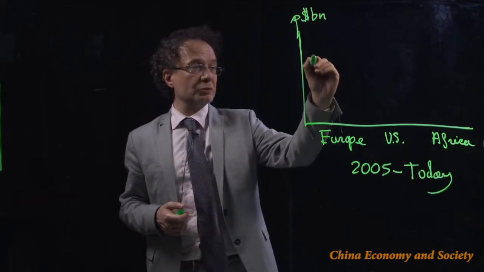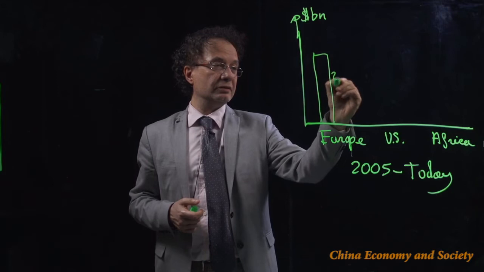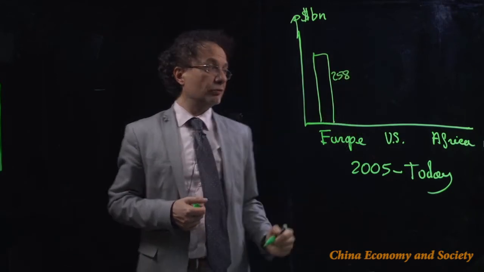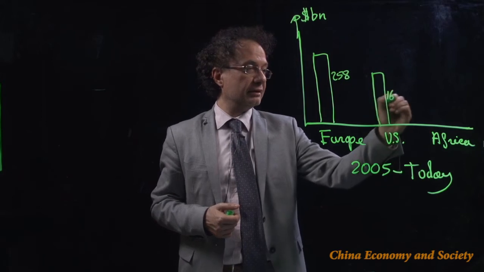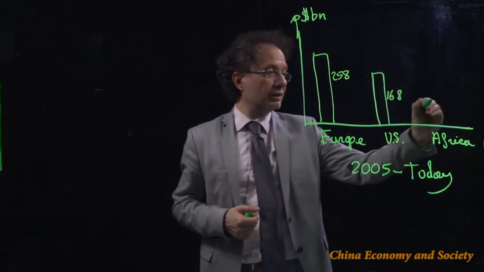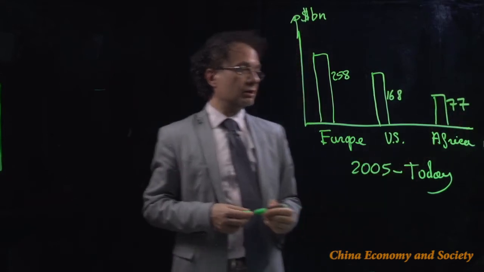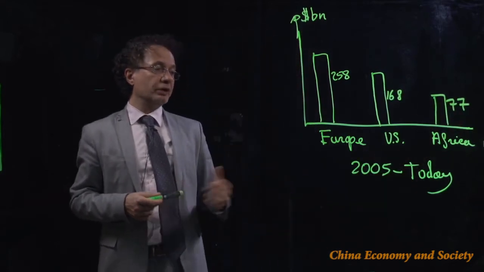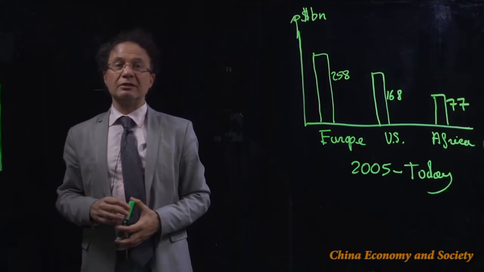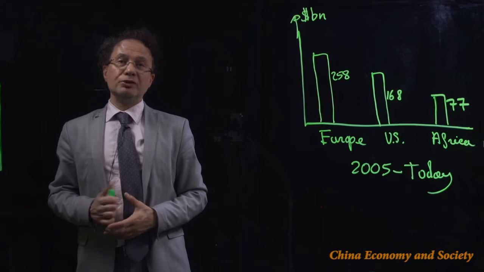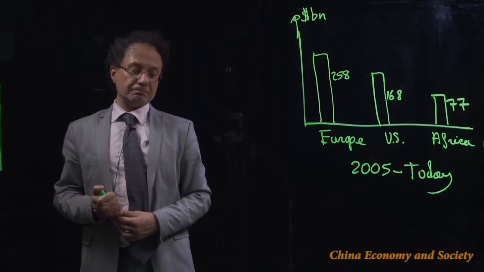Looking at the official numbers, we have for Europe 258 billion. For the US, less, 168. And for Africa, even less, $77 billion. So looking at this chart, the conclusion is that Europe is the main object of Chinese overseas investment.